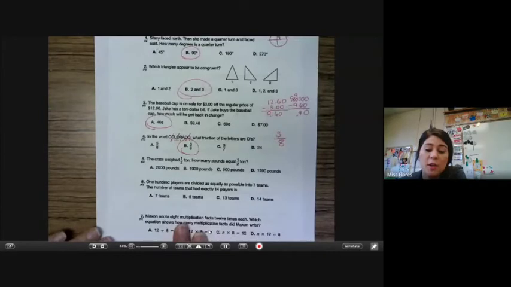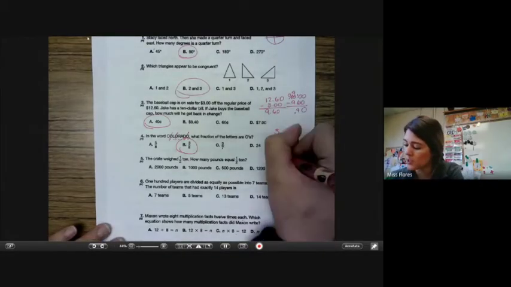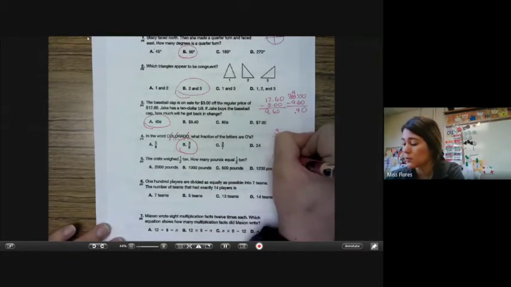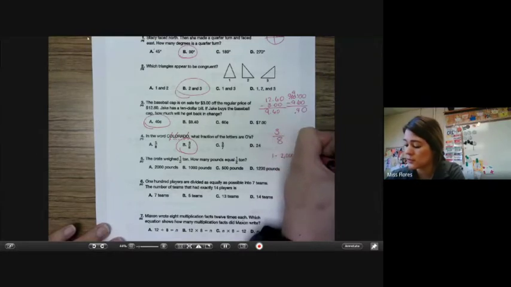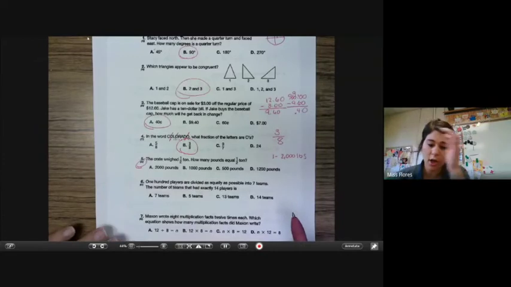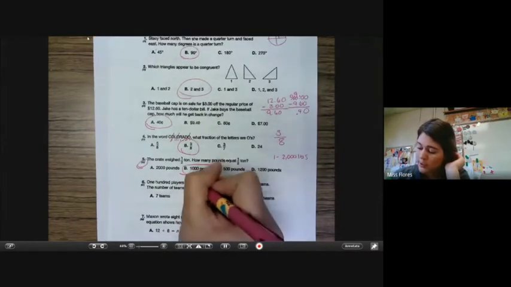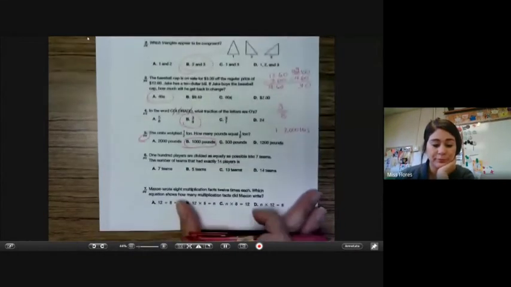Number 5, the crate weighed 1/2 ton. How many pounds equals a half a ton? All right, so we know that 1 ton equals 2,000 pounds. So again, if you don't know this, then look at lesson 80 for the chart. So it's a half ton. So half of this would mean half of 2,000, which gives us 1,000 pounds.